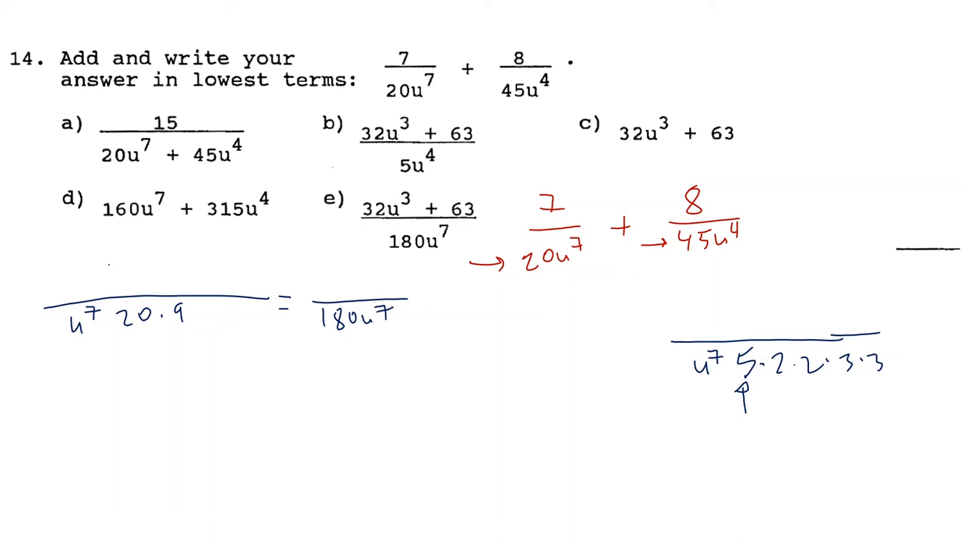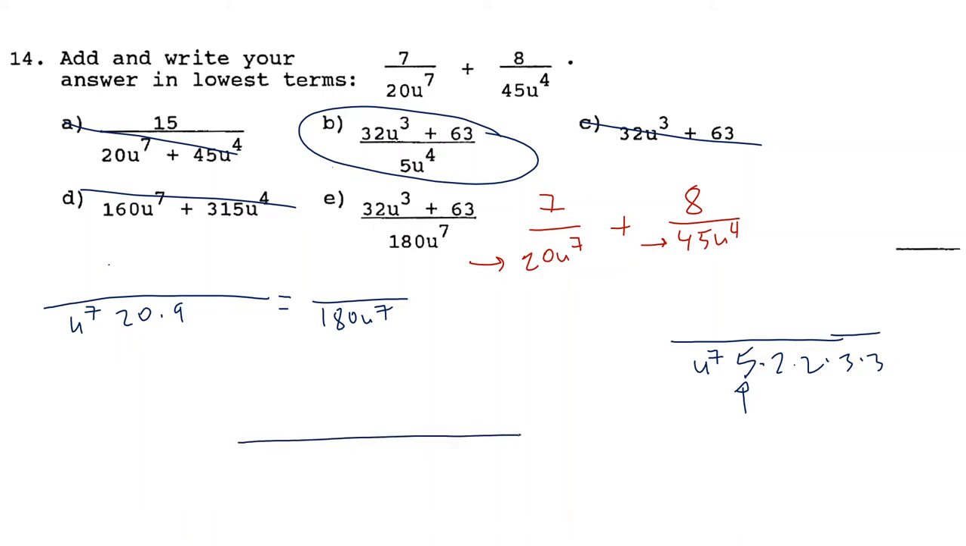So let's look at the answers. It's definitely not C. It's definitely not D. It's definitely not A. It still could be B if it's simplified somehow. But chances are it's E. Anyway, we got 180u to the 7 as our common denominator. Let me just erase, as I made my work a little bit messy here.